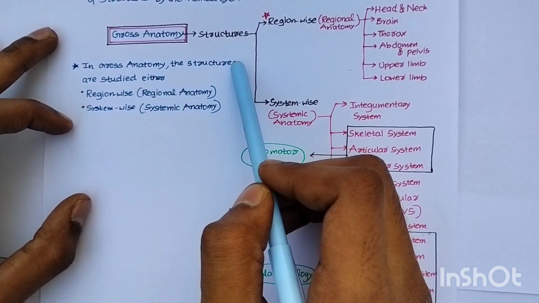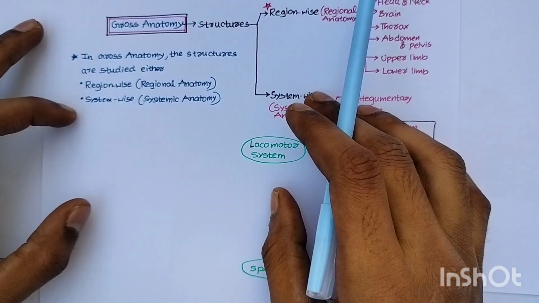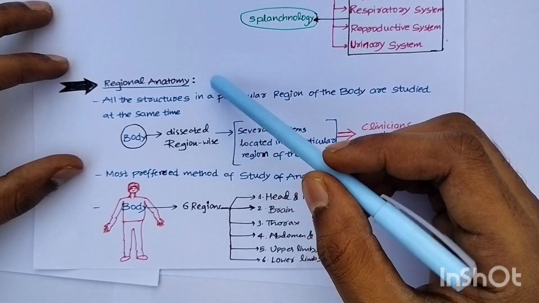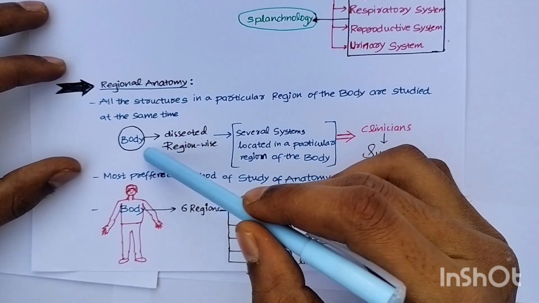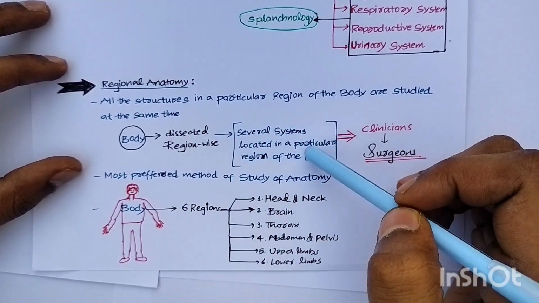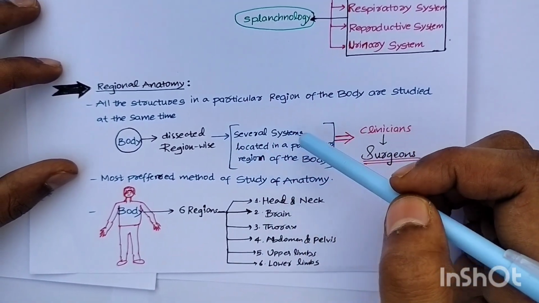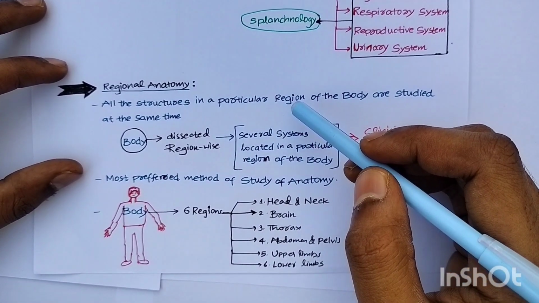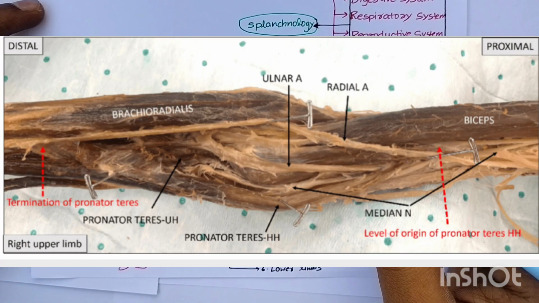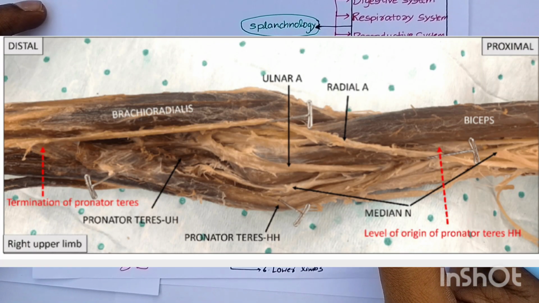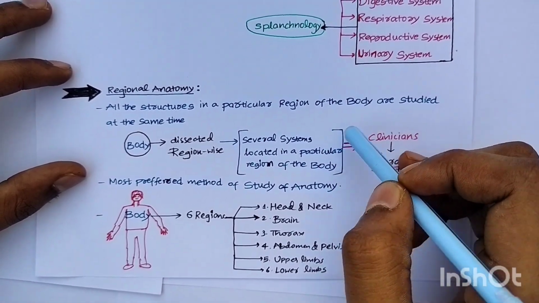In gross anatomy, the structures are studied either region-wise or system-wise, as we have already discussed. In regional anatomy, all the structures in a particular region of the body are studied at the same time, with the body region dissected. The several systems located in that region, for example the upper limb, the nervous system, the blood vascular system, the muscular system and the skeletal system, everything in the upper limb we study at a time. This is called the regional approach of anatomy.